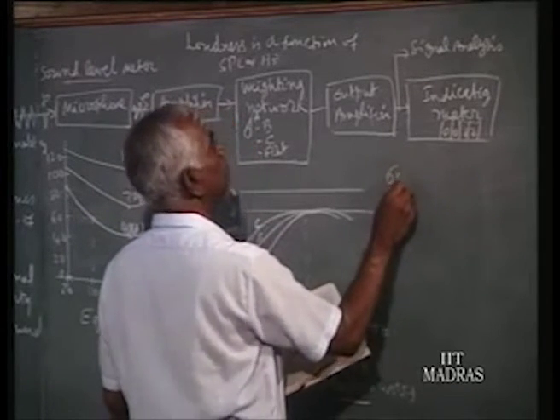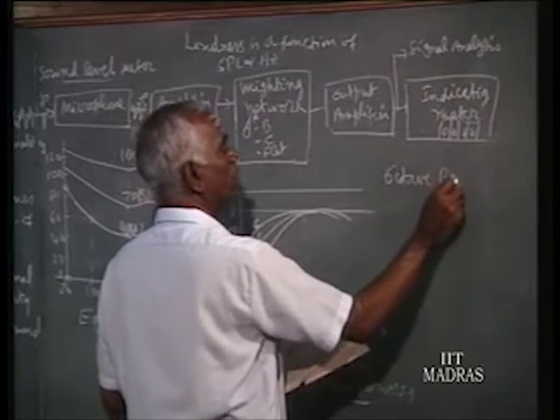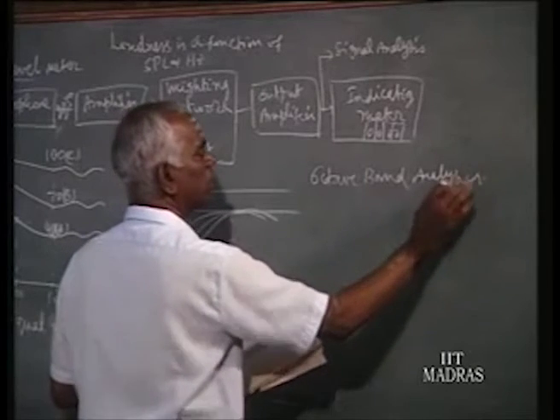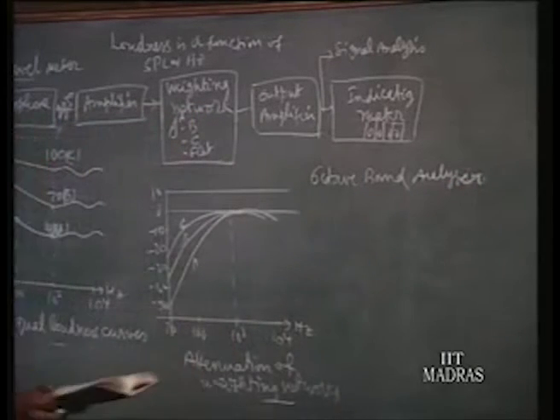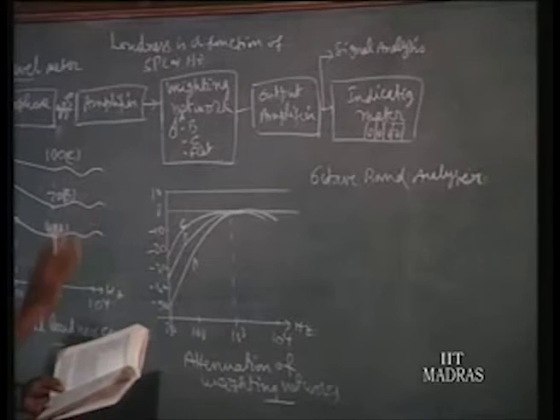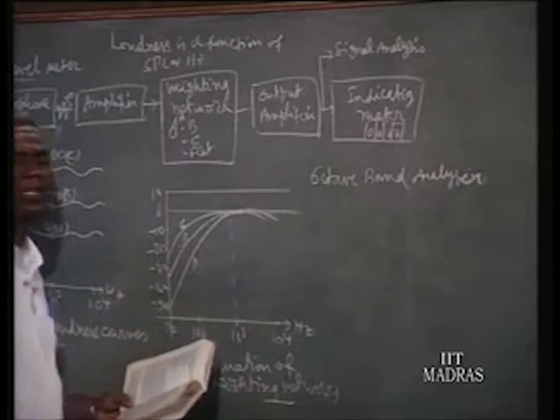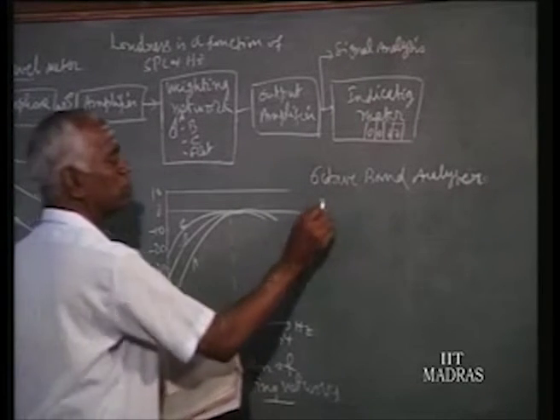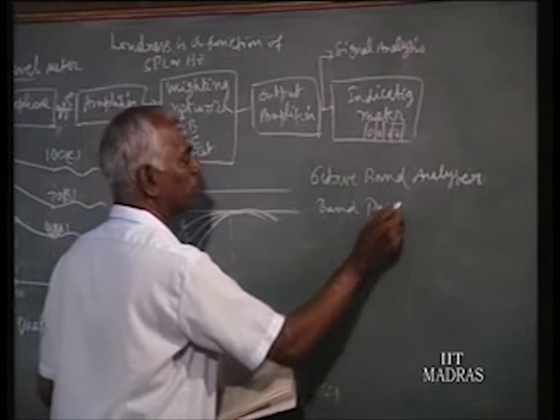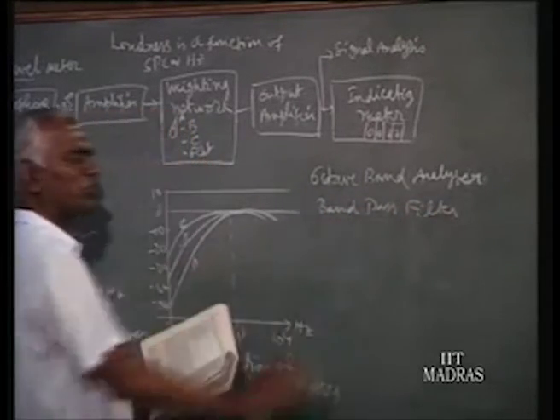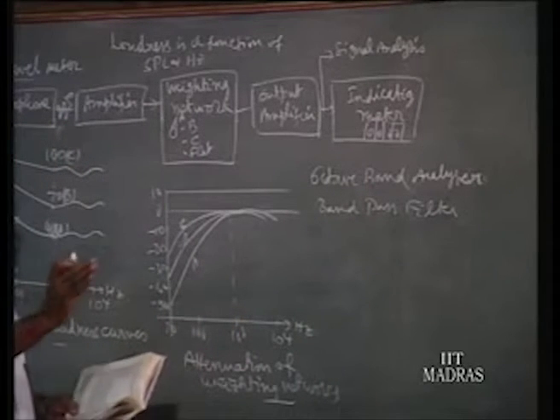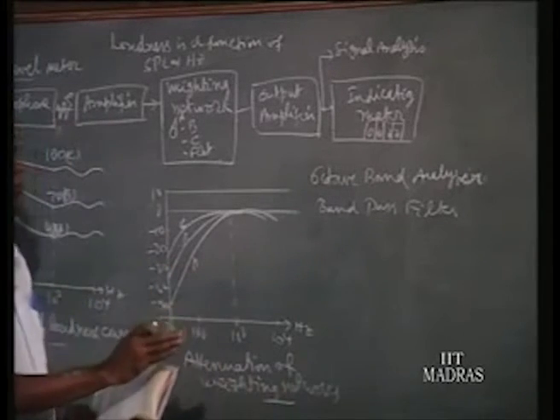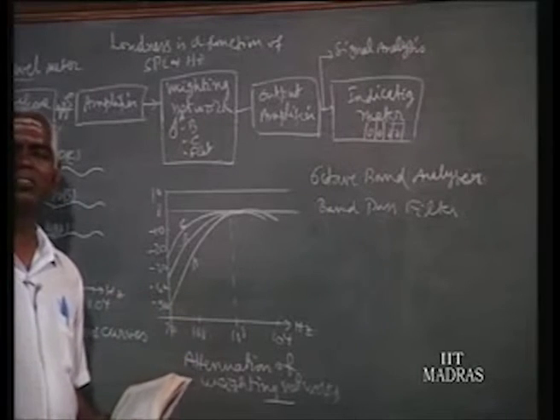It's called octave band analyzer. Octave band means it will have band pass filters. An octave band analyzer will have a set of band pass filters. The center frequencies of subsequent band pass filters will have a ratio of 2. That is why it is called octave band pass filter.